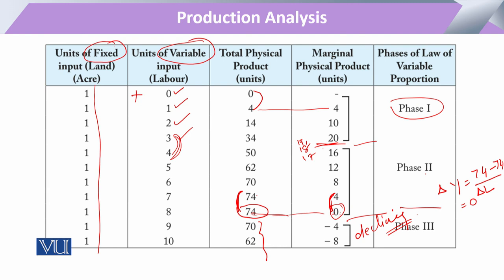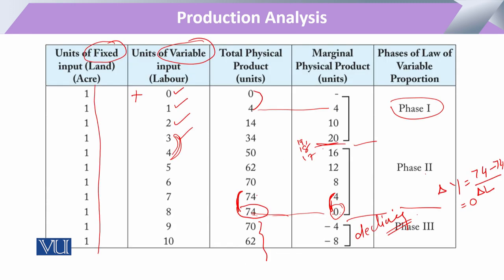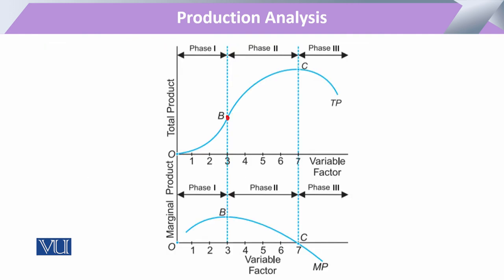Now when it is shown in the form of a graph, when we plot this again, this is the total response of the total product, and this is the first point of inflection. If we correspond to the previous table, we will see that this was the point of the third and the fourth unit of the labor. Likewise, this third and fourth unit shows that this was the point of inflection, when the production started to increase, but at a decreasing rate.